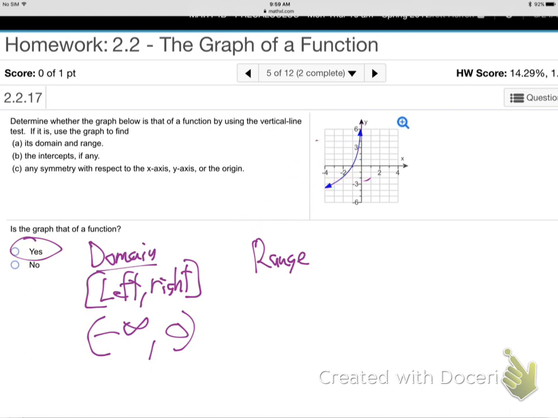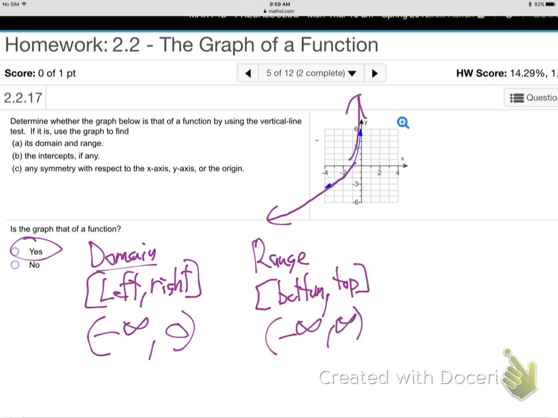How about the range? Range is bottom comma top. Parentheses or brackets or whatever fits correctly with the edges. So what's the bottom? Infinity. Goes down forever and up forever. So this is negative infinity, positive infinity for the range. Is that good? We good there?